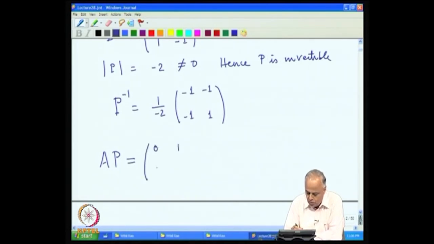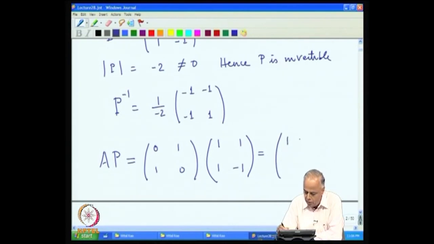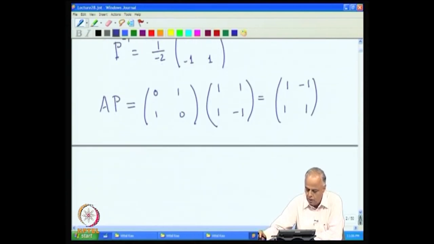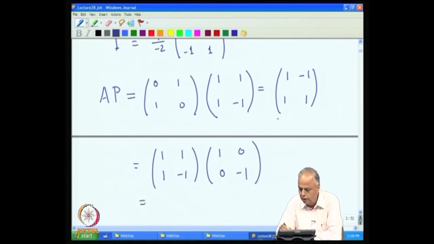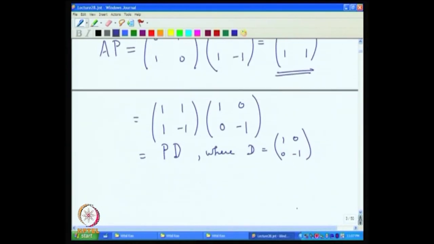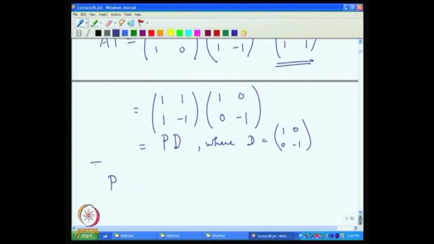A is the matrix 0, 1, 1, 0. And P is the matrix 1, 1, 1, minus 1. When we take the product, we get 1, minus 1, 1, 1, which we can write as 1, 1, 1, minus 1 times the diagonal matrix 1, 0, 0, minus 1. It is easy to check. But 1, 1, 1, minus 1 was P, and we will call this diagonal matrix D. And since P was invertible, taking the P to the other side, we get P inverse AP equals D, a diagonal matrix.